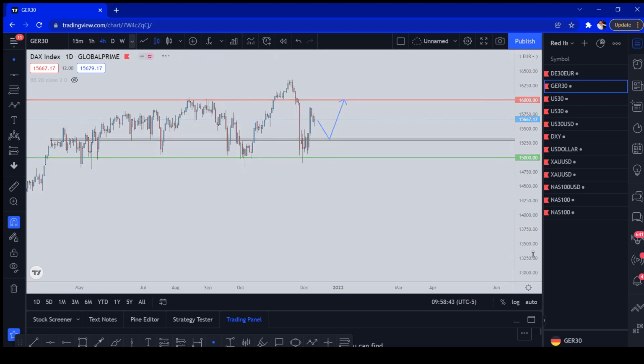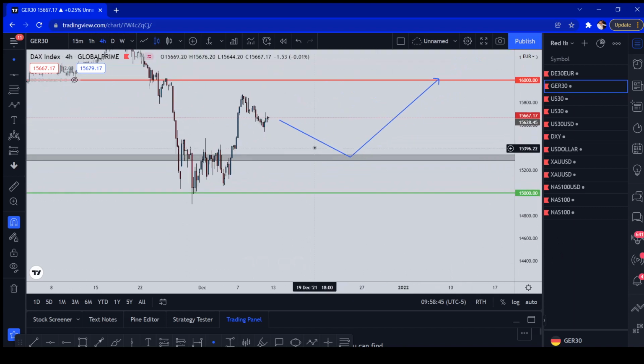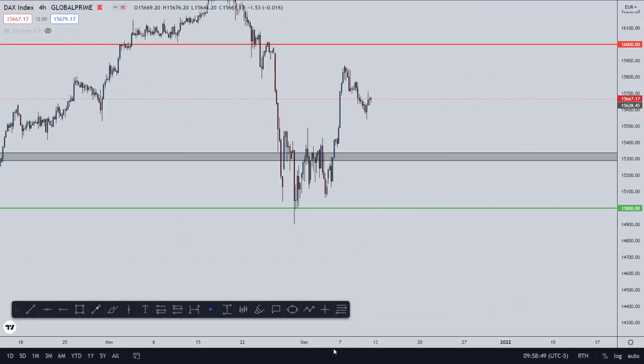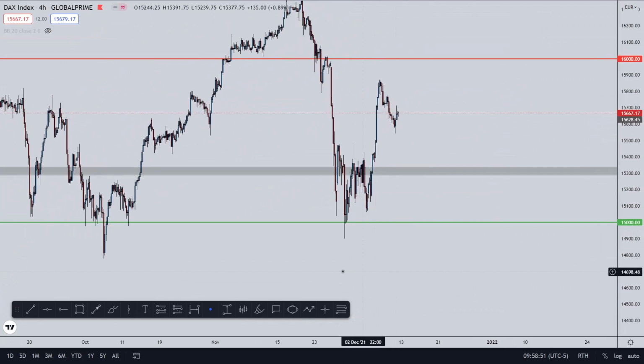If it doesn't, we jump into the 4-hour time frame, and it's clear to see on the 4-hour that the nature is simple. Impulse, correction, impulse, correction, impulse. That is what's happening now. We've got our impulse, we've got our correction. So what we're waiting for after this impulse, after this correction, is a bigger impulse.